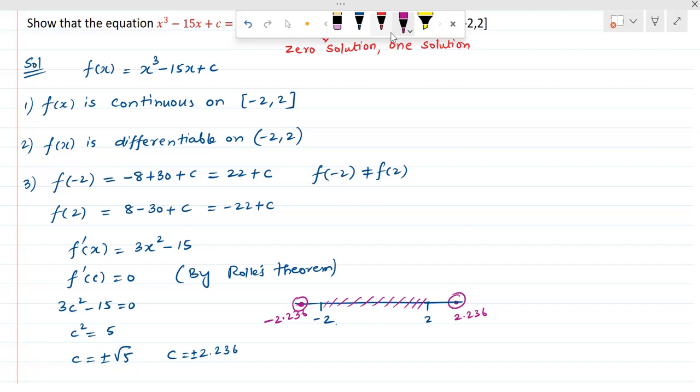Hence, f of x has at most one solution in the interval minus 2 comma 2.